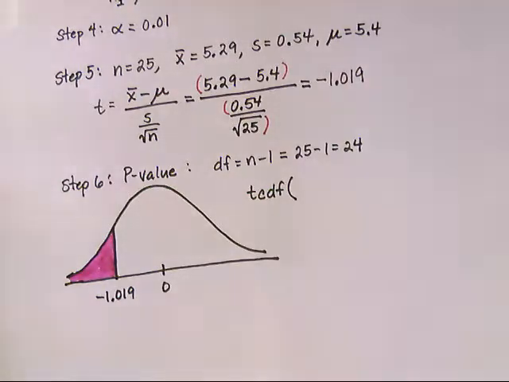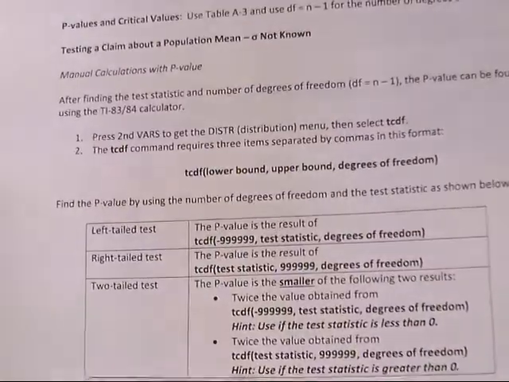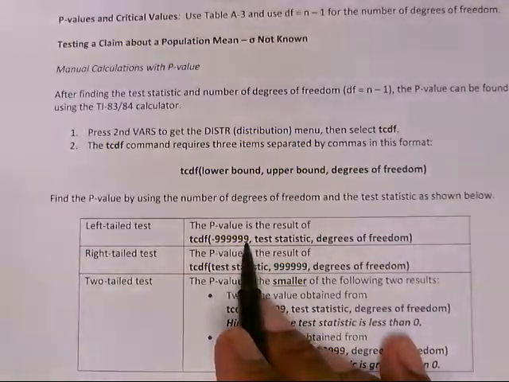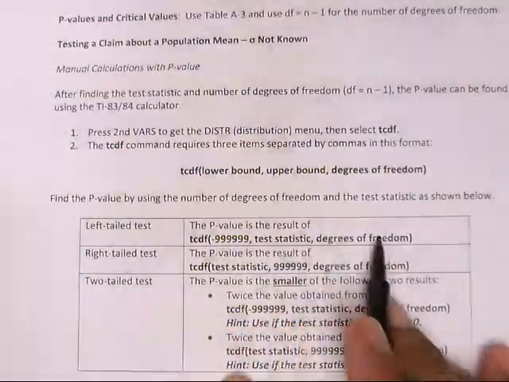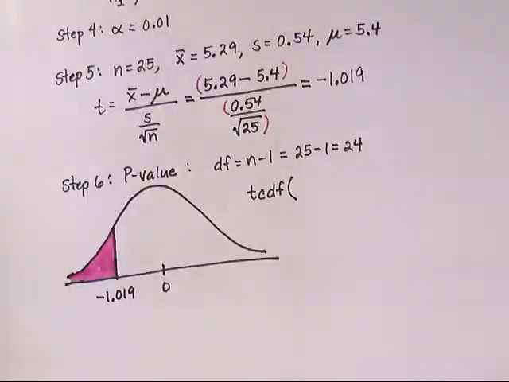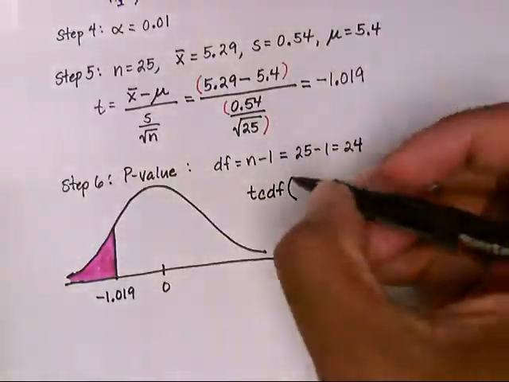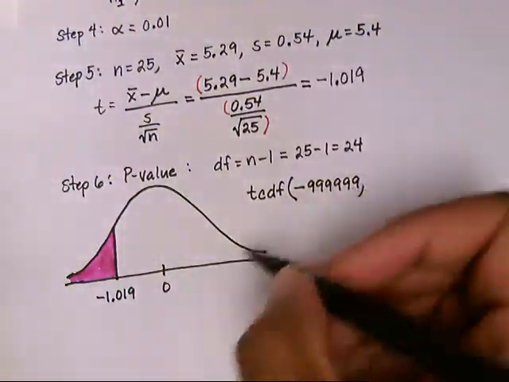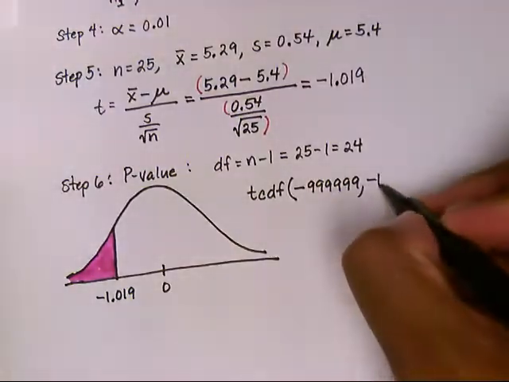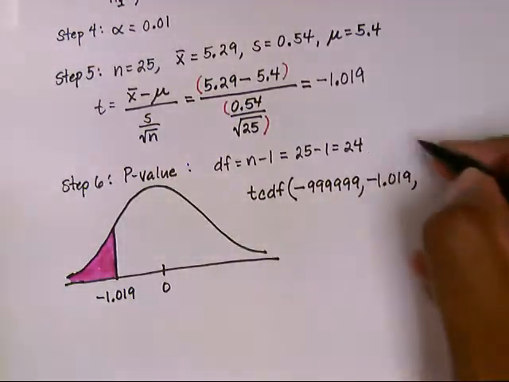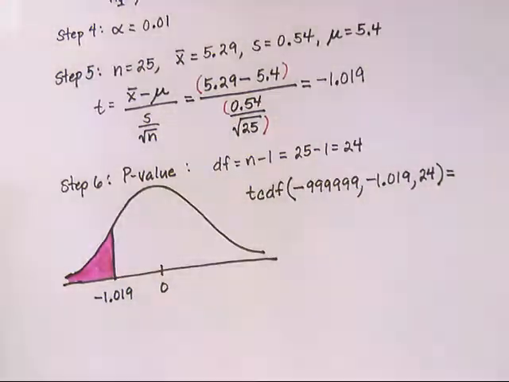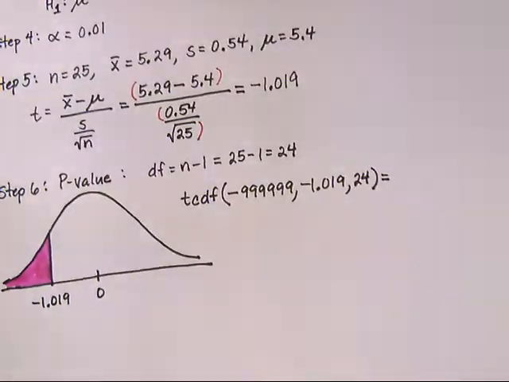Now, since it's a left tail test, the TCDF command to find the p-value will be this. Negative with 6 nines, and then followed by the test statistic, and then degrees of freedom. So in this case, my lower limit would be negative with 6 nines, comma, the test statistic, negative 1.019, comma, degrees of freedom. That's 24.